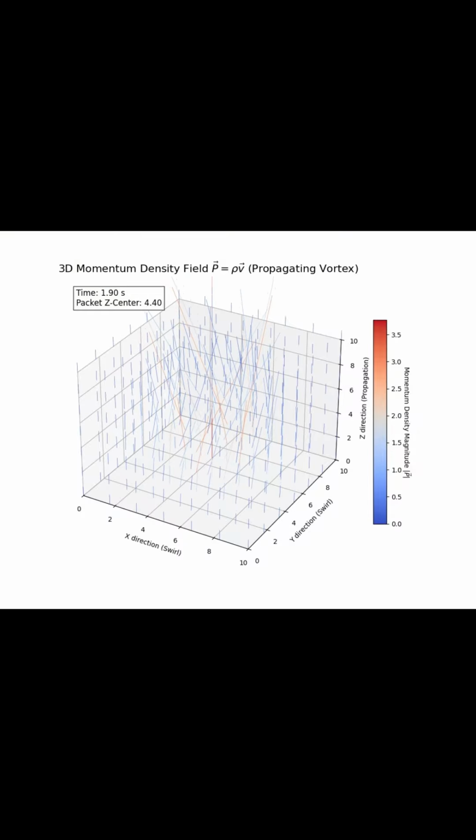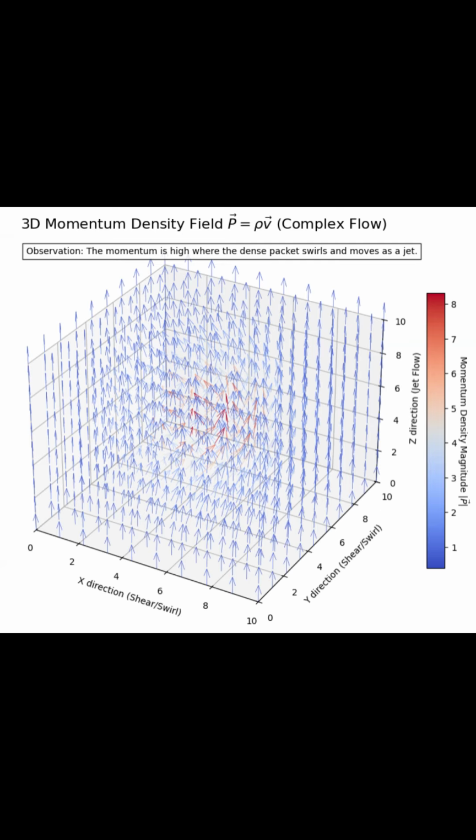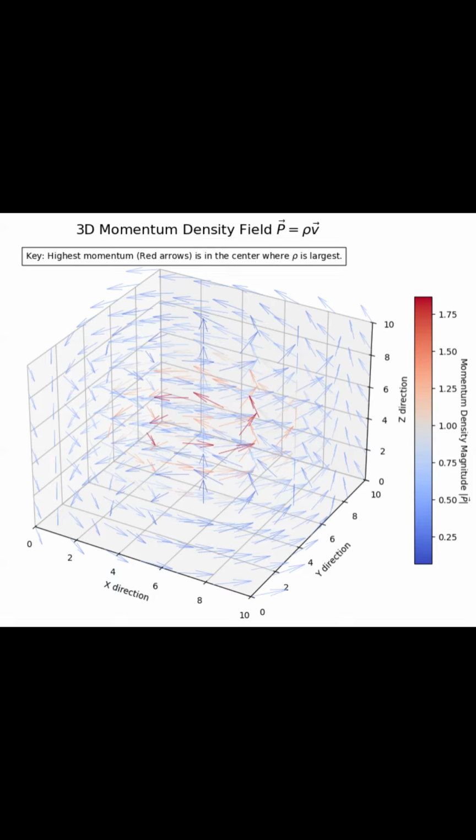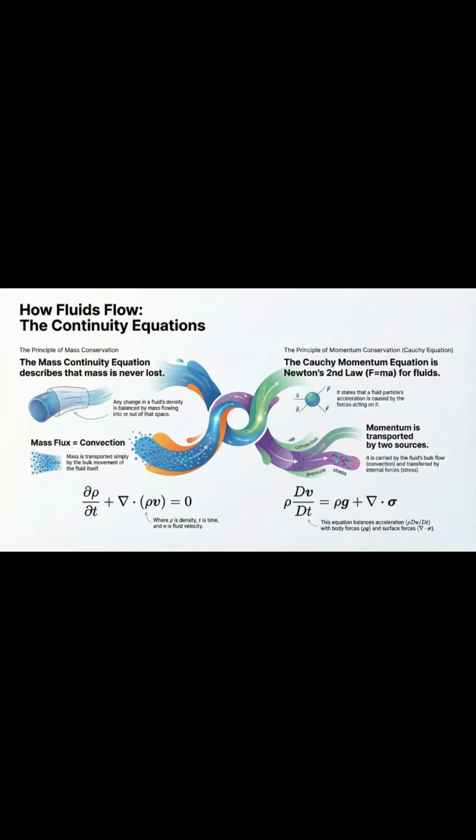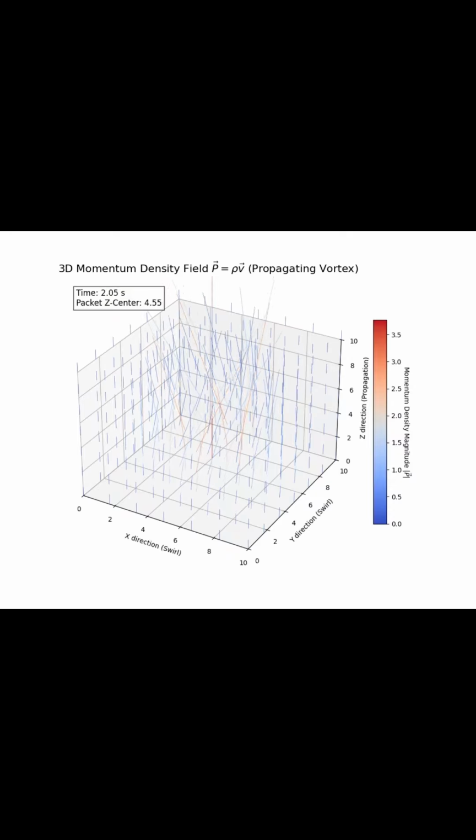First up is mass continuity. And this one, well, it's really all about conservation. It's basically saying that mass can't just be created or destroyed, right? So any change you see in a fluid's density over time has to be perfectly balanced out by what we call the mass flux. And that's really just the net flow, density times velocity, moving through the whole system.